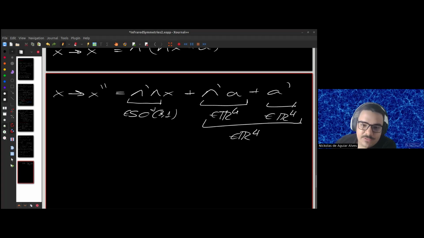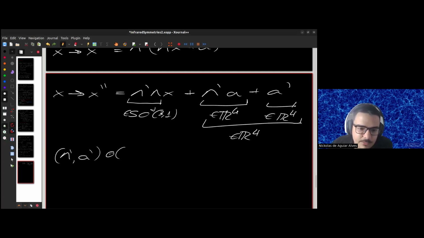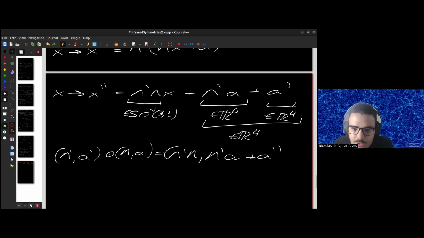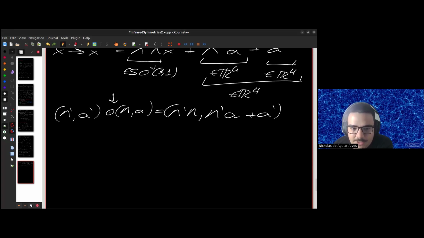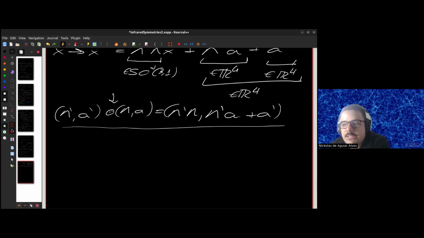So just to give a better notation for this, if I apply (lambda prime, A prime) after I apply (lambda, A), what I'm going to get is (lambda prime lambda, lambda prime A plus A prime). So this is the notation I'm going to use for the product in the Poincare group. And the effect of the product, what the product actually does, is this expression here. And you can check that this is indeed associative and has the other properties.